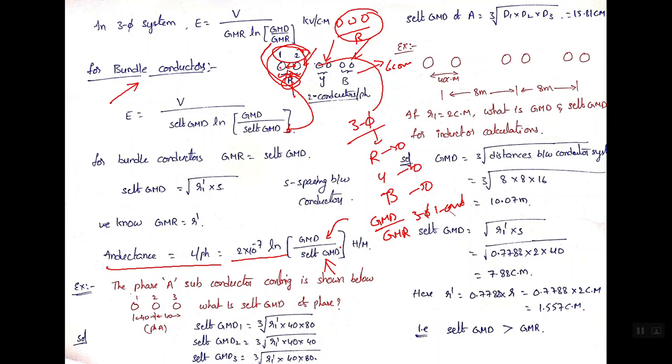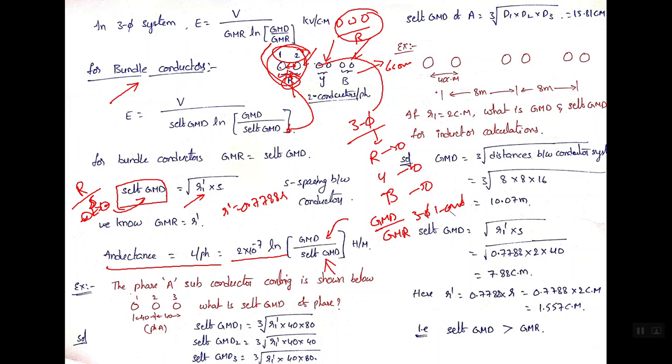Here what is this self GMD? Here the self GMD is the GMD of the self, that is for one phase. Here we have 2 conductors in one phase. So we also have the GMD between these 2 conductors. So we have to consider the spacing between these 2 conductors also. If the spacing is, let us take S, then the self GMD value is equal to the root of R1 dash into S. Here R1 dash or R dash is nothing but 0.7788 R.